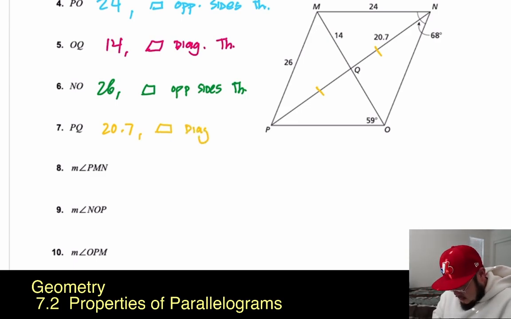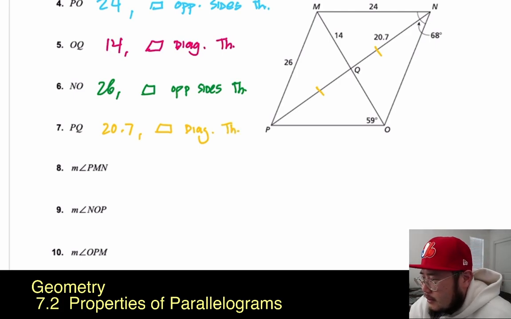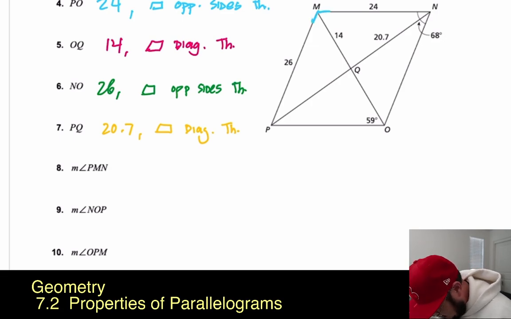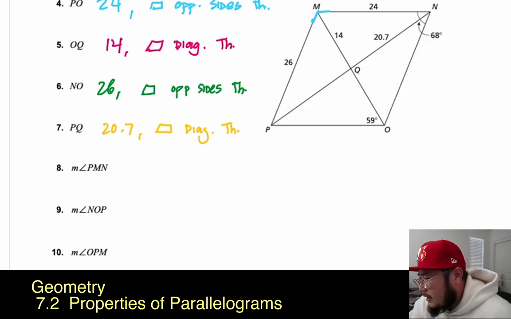How about number 8 next? We have angle PMN. All right, so we're looking at this angle up here. Okay, so looks like we're going to have to do some work. We don't have all the information from the get-go. Let's see. They show us that this angle over here is 68 degrees.